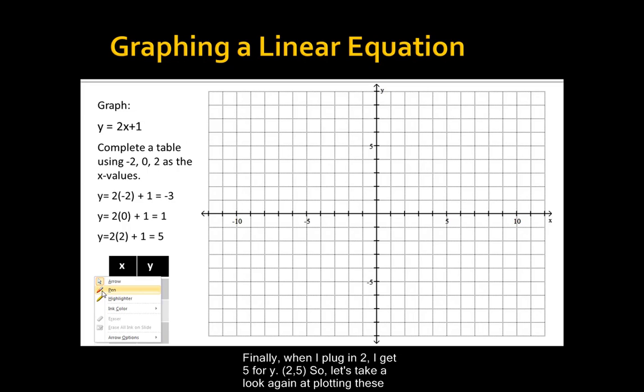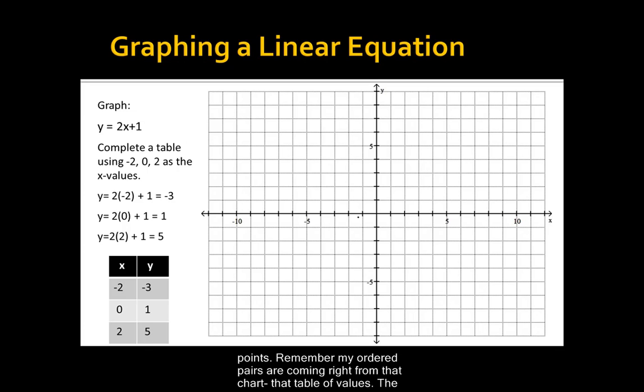So let's take a look again at plotting these points. Remember, my ordered pairs are coming right from that chart, that table of values. The first one, x is -2, so I go over to -2. Y is -3, so I go down 3 units, and I put a point. The second one, x is 0, y is 1. So I don't move left or right, I go up 1 unit, I put a point. Finally, when x is 2, so I go over to +2, y is 5, so I put a point.